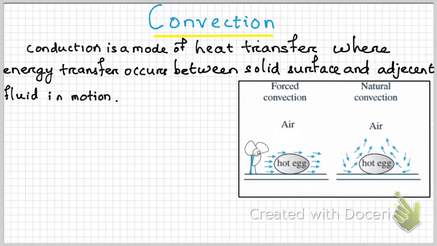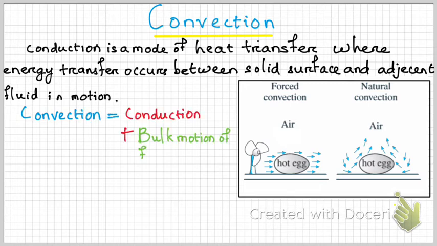And here we use a fan to drive the fluid. That's why this is known as forced convection. Now, clearly we can see convection is conduction plus bulk motion of fluid. We add the bulk motion of fluid so that we can have better heat transfer at the contact point of the fluid and the solid surface. If we take this bulk motion out, then convection will be equivalent to conduction in gases.